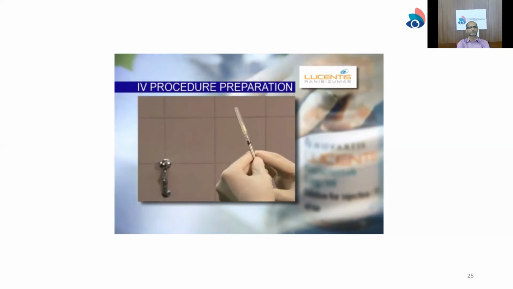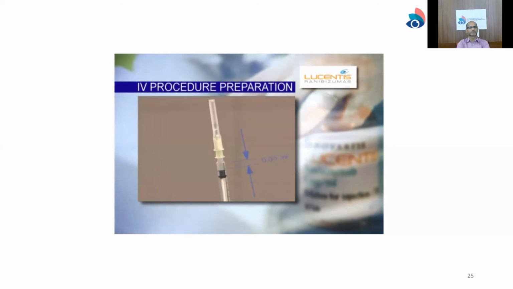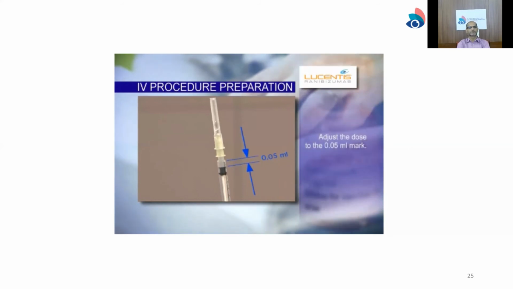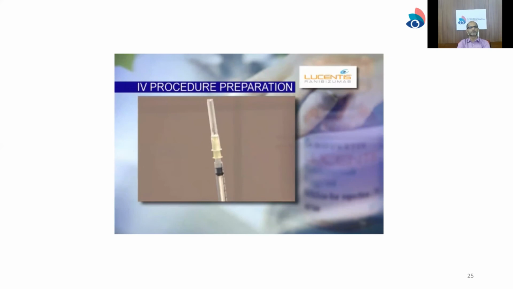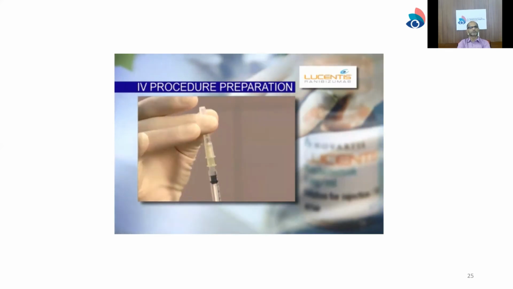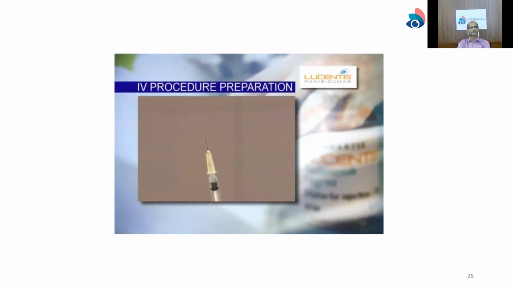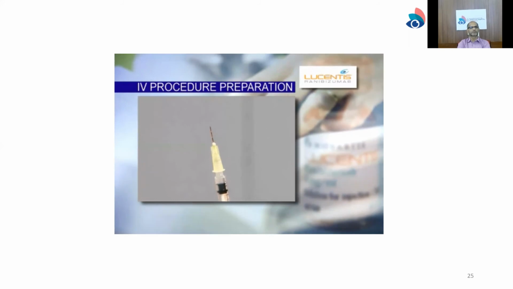Carefully expel the air from the syringe and adjust the dose to the 0.05 milliliter mark. Do not wipe the injection needle and do not pull back on the plunger. Carefully remove the cap from the 30-gauge injection needle without disconnecting the injection needle from the syringe. The syringe is now ready for injection.